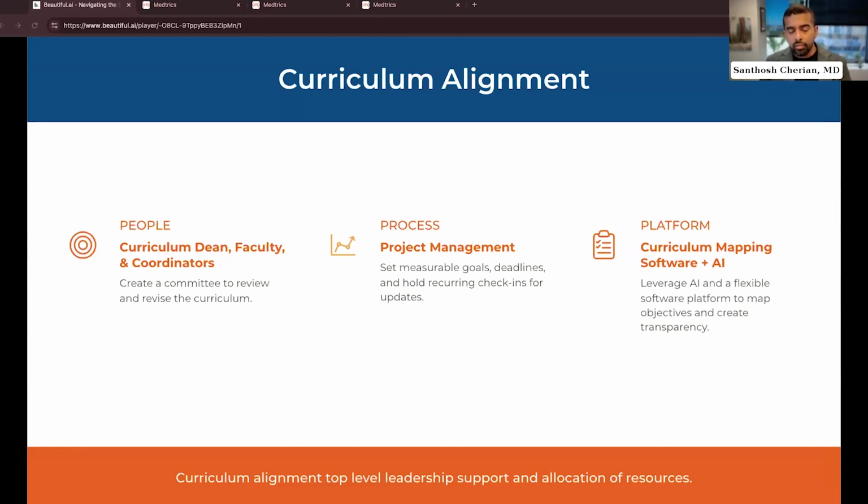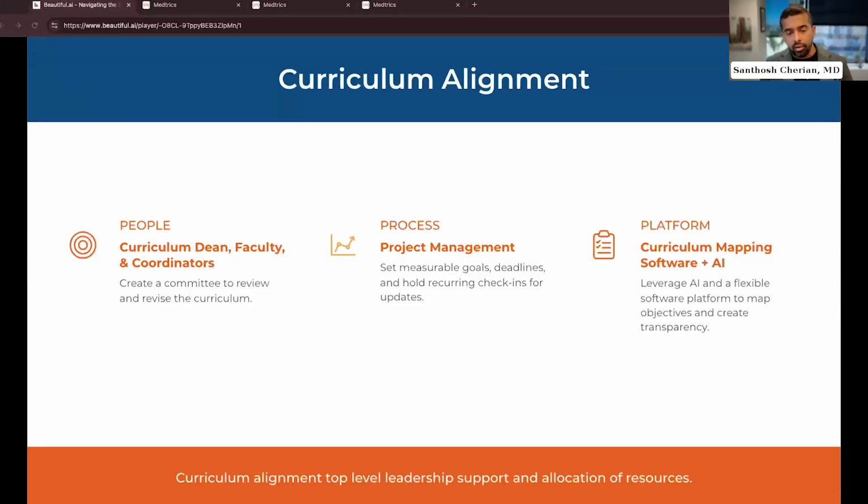And this committee doesn't have to be every single faculty member. It's individuals that are going to be leading that project. It definitely should include the curriculum dean, key faculty members, especially individuals that are passionate about this and can drive change within the organization, and coordinators that are involved with the curriculum and especially the curriculum content. And one of the things that I always recommend is putting together a committee that includes preclinical and clinical team members.